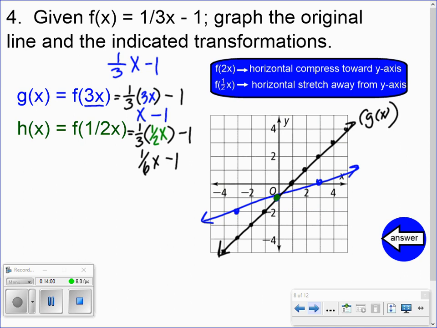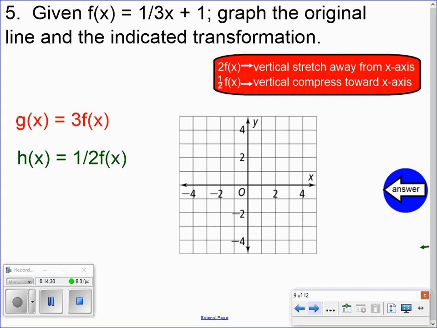So we start at minus 1. This time we're going up 1 and over 6. So I've got to go off my graph a little bit, down 1 and left 6. Got to go off my graph a little bit, and we should have a line that is further away, okay, that is moving further away from the y-axis.